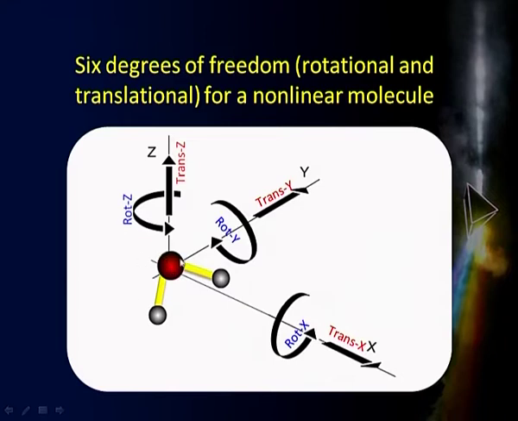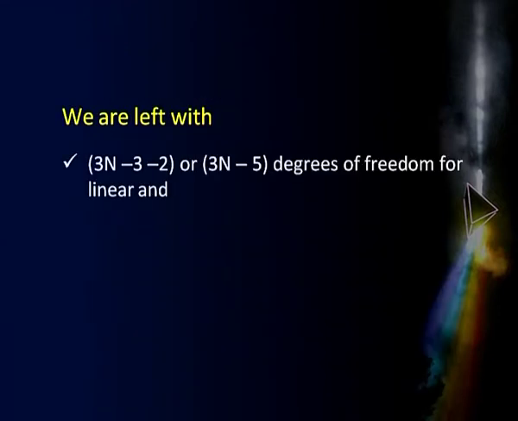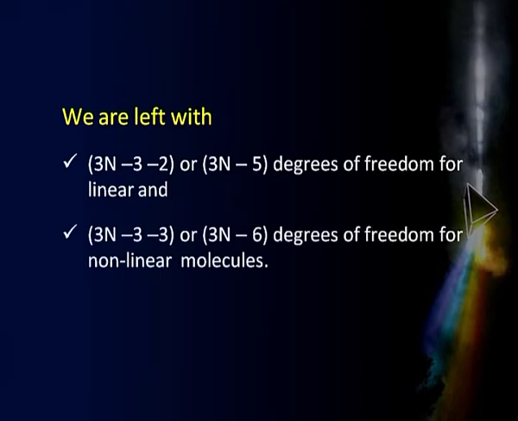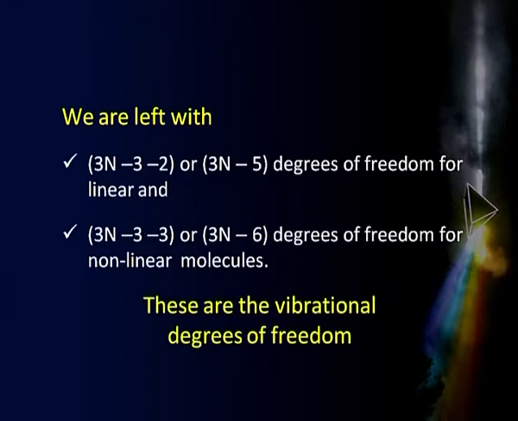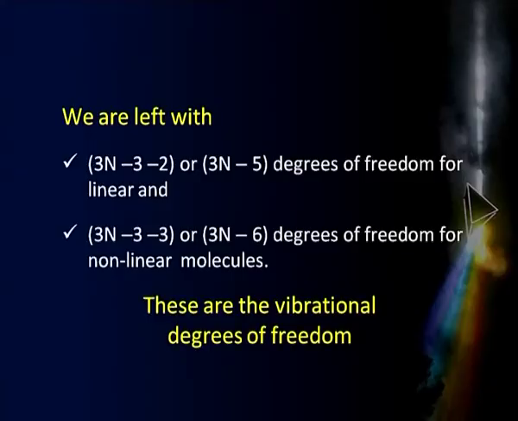Now, suppose I have a nonlinear molecule. This needs 3 degrees for translatory motion, say along the x axis, along the y axis, along the z axis. And also, there are 3 rotational modes, one around the x axis, one around the y axis, one around the z axis. So, there are a total of 6 degrees of freedom which are used for rotational and translatory motion for a nonlinear molecule. It could be any atomicity. So, we are left with 3n minus 5 degrees of freedom for a linear molecule, and 3n minus 3 minus 3, or in other words, 3n minus 6 degrees of freedom for a nonlinear molecule. And these are the vibrational degrees of freedom. That means, if a molecule is linear, it can have 3n minus 5 degrees of freedom for the vibrational motion. A nonlinear molecule will have 3n minus 6 degrees of freedom.